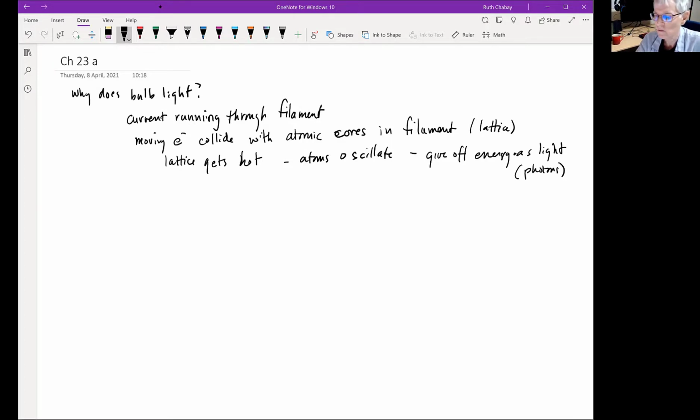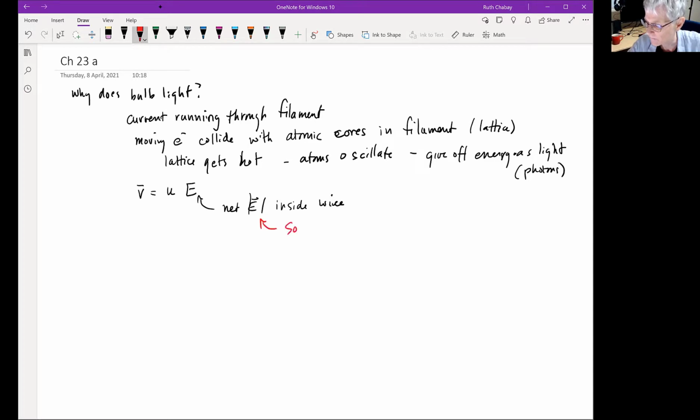And why do these moving electrons move? Well, we know that the average drift speed depends on the mobility and on the net electric field inside the wire, the filament. Now we know why the bulb is lighting, we understand why it's giving off light, we understand what it means to have a current running through it. But what we don't understand here is what the source of this electric field is.